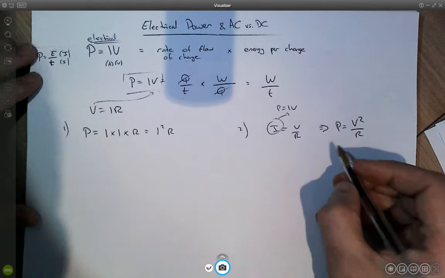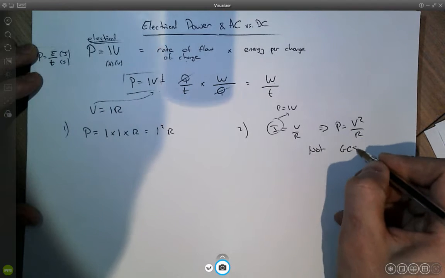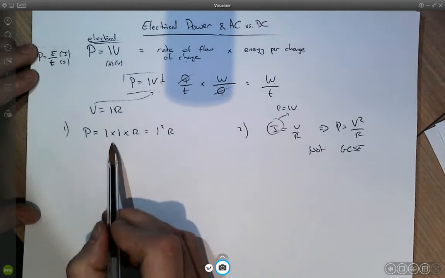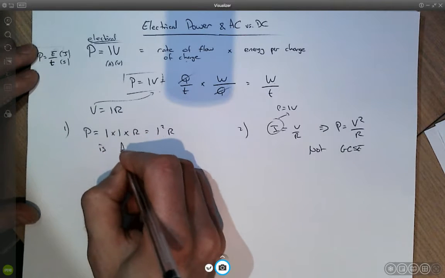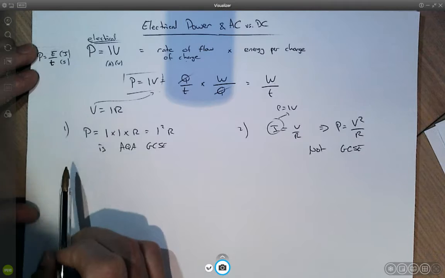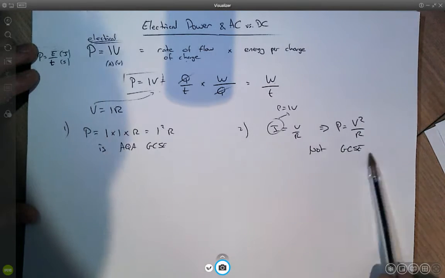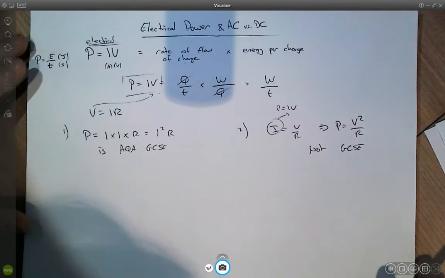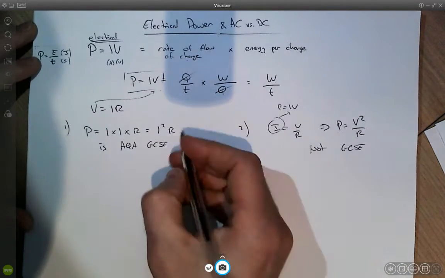Now, this one is not AQA GCSE. This one is AQA GCSE. So this is the one we need to spend our time and efforts on. But if you've got a more able class, it's worth at least showing them or challenging them to do this, just for their understanding and mathematical fluency.